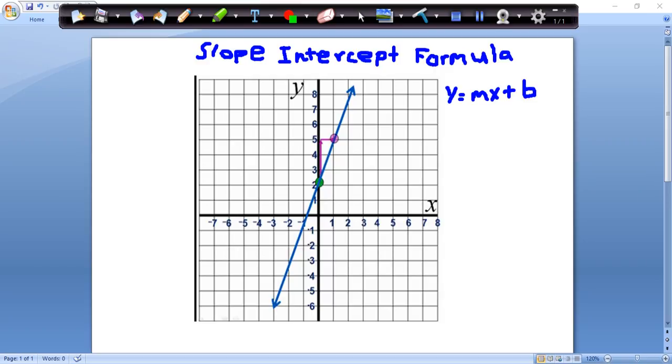So the first step in understanding the slope-intercept formula is to write out y equals mx plus b. So what is the m in the formula? Well, the m is what we call the rise over the run. So m equals rise over run. I'll make the line a little longer. Okay, so that's what m in the formula represents.